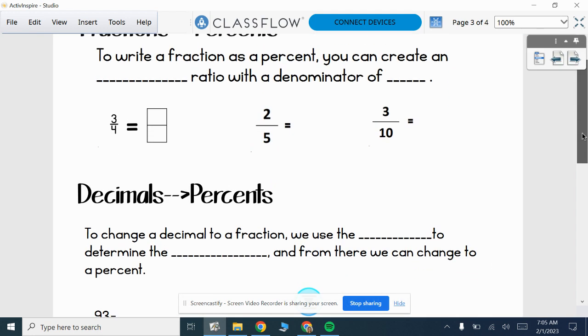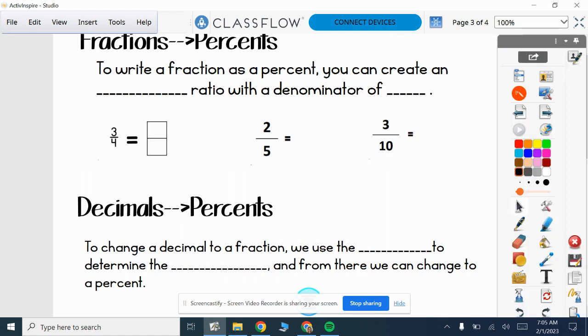Fractions to percents. To write a fraction as a percent, you can create, you guessed it, an equivalent ratio with a denominator of 100. Bingo. We know this. So 3/4 as a fraction with a denominator of 100. How do we go from 4 to 100? How many quarters in a dollar?